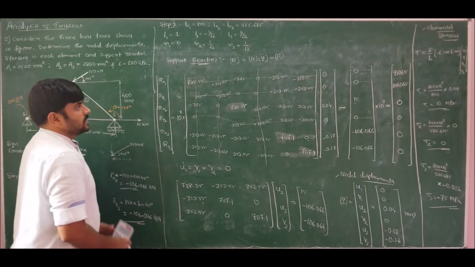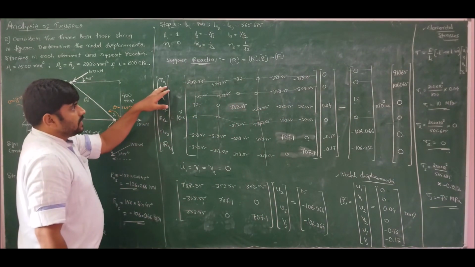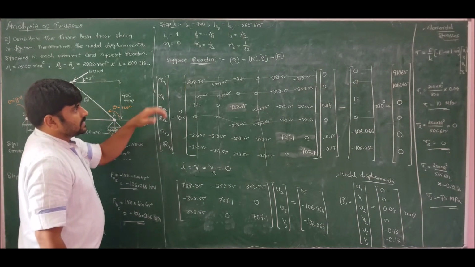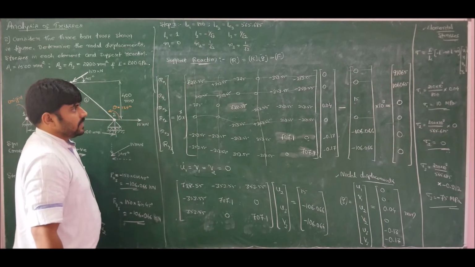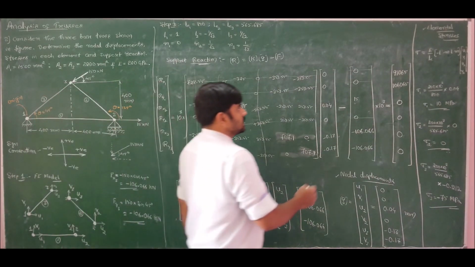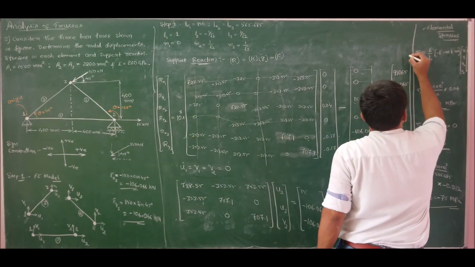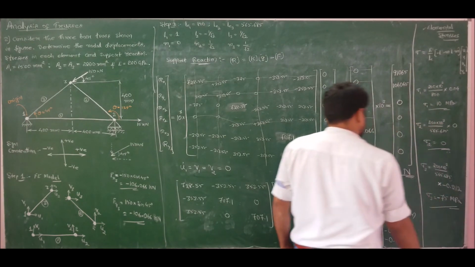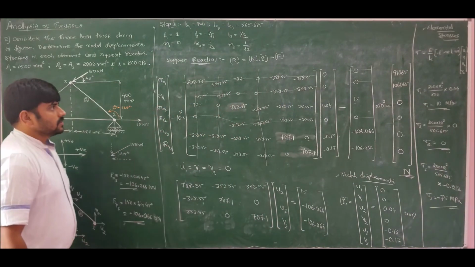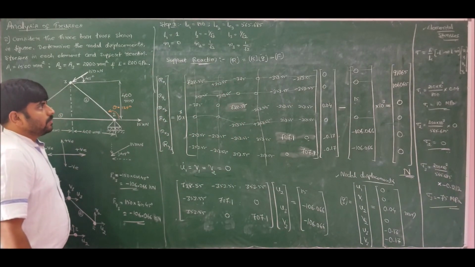So therefore the support reactions are Rx1 is 91,065 and Ry1 is 1,06,065 newtons. So all these are in newtons. So this is the complete solution for problem number 2.